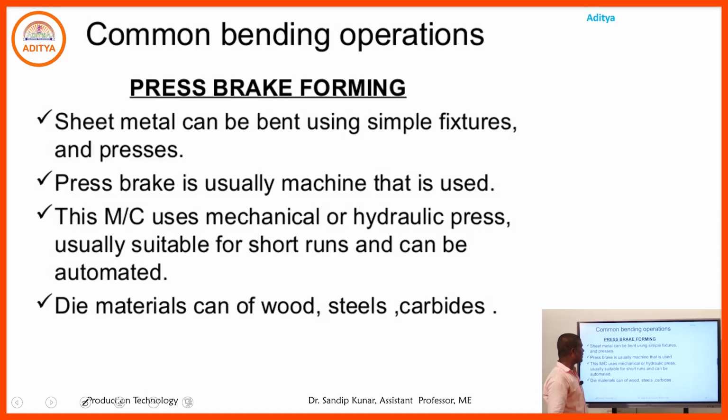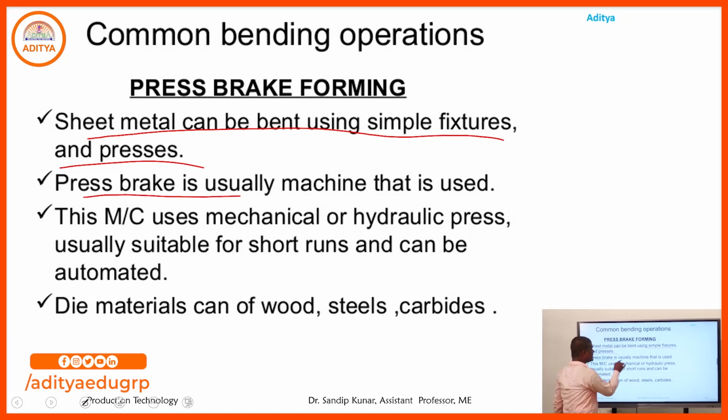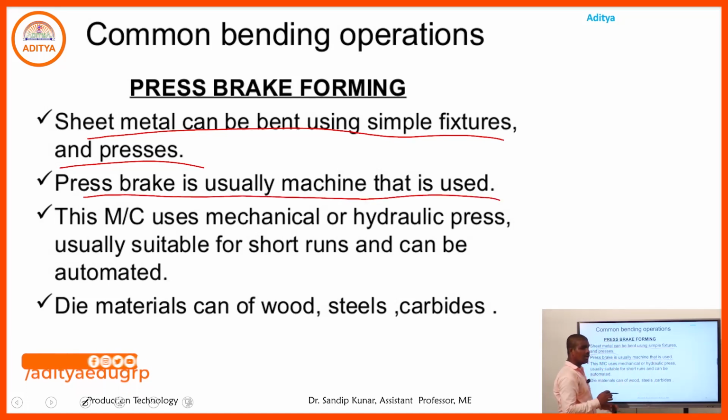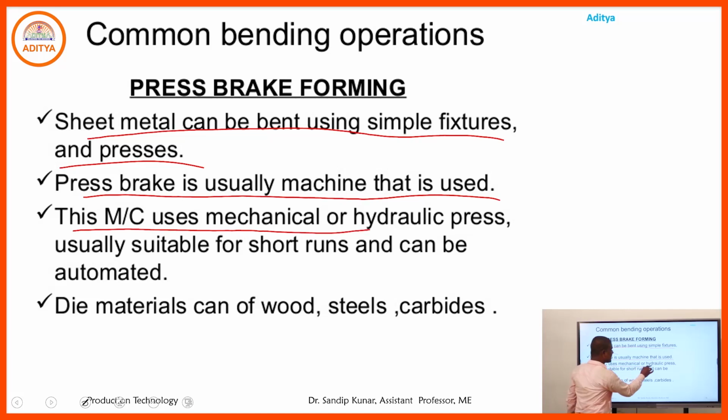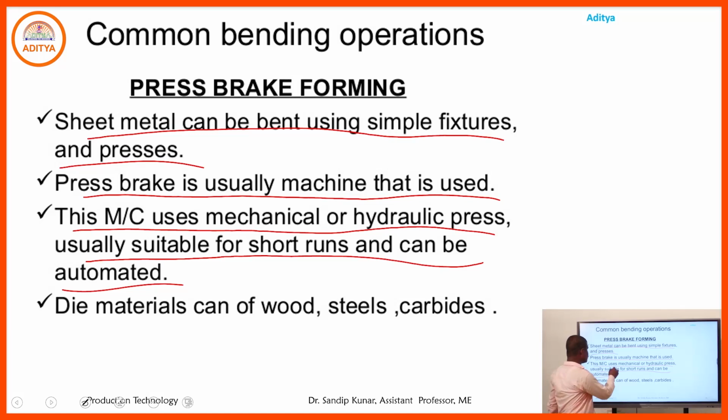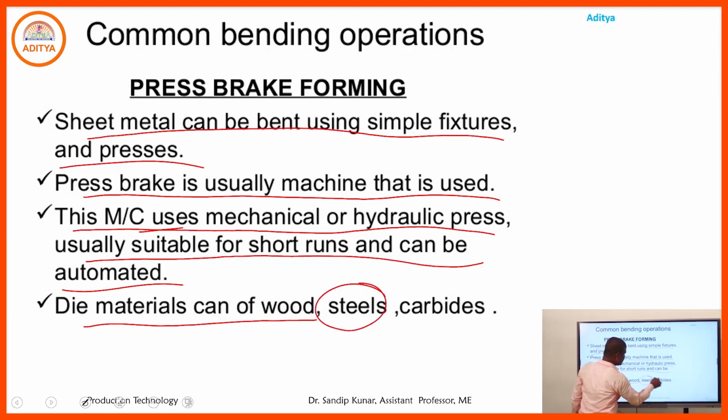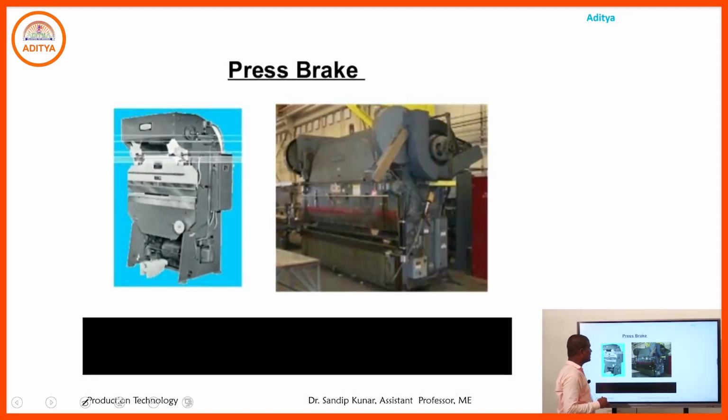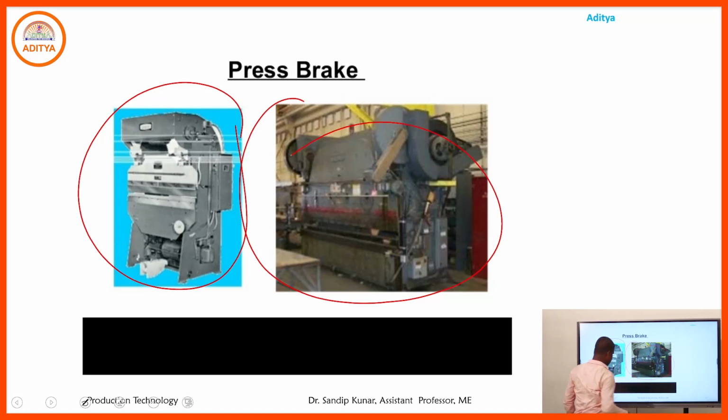In the case of common bending operations, there is press brake forming. Here we can see sheet metal can be bent using simple fixtures and presses. The press brake is usually the machine used for bending operations. This machine uses mechanical or hydraulic presses, usually suitable for short runs, and can be automated. Die materials in those cases can be wood, steels and carbides. That is the press brake. Using the press brake, we bend sheet metal.